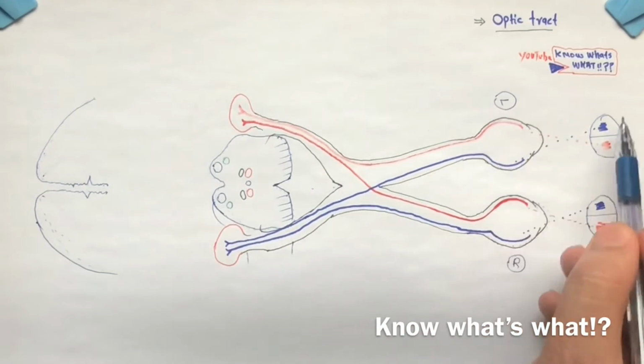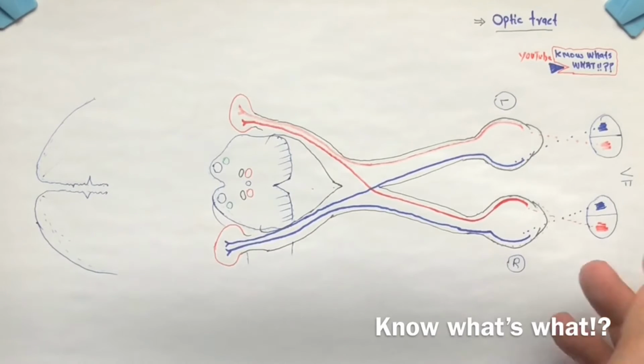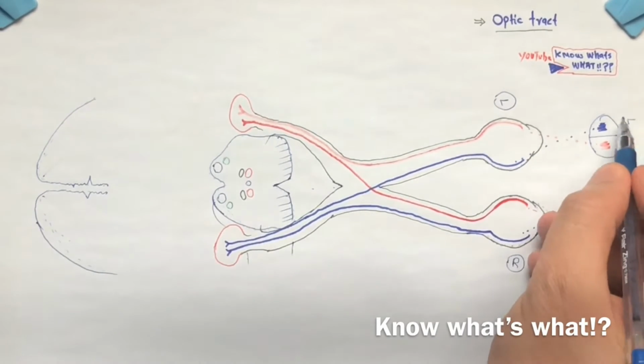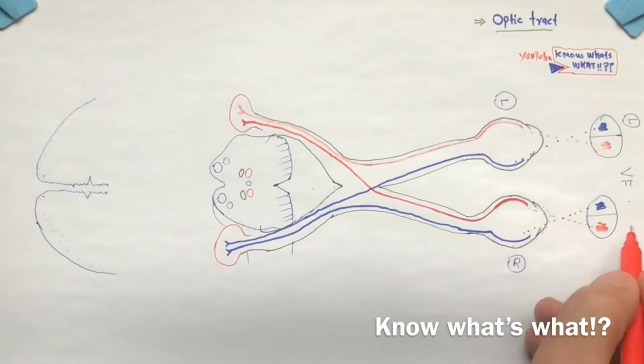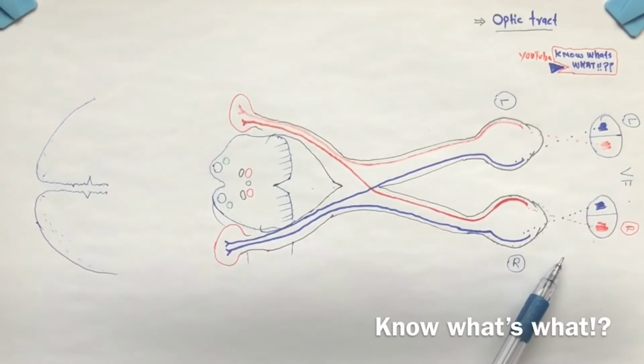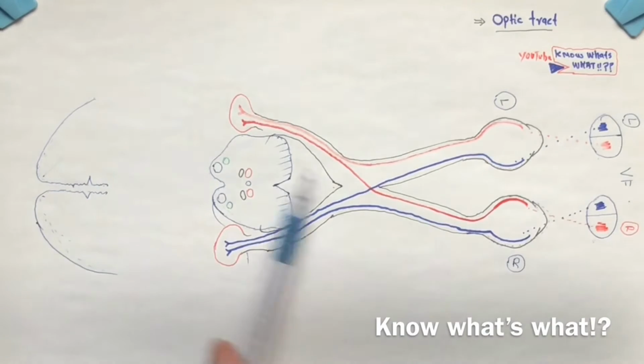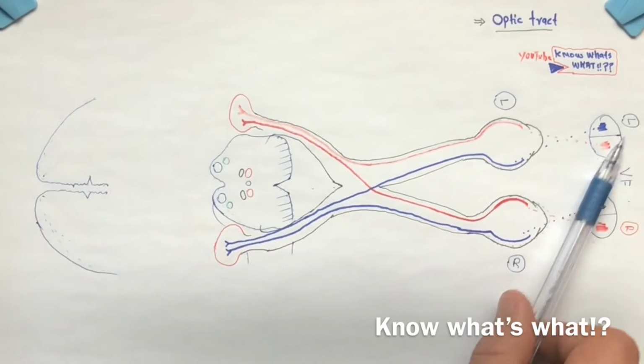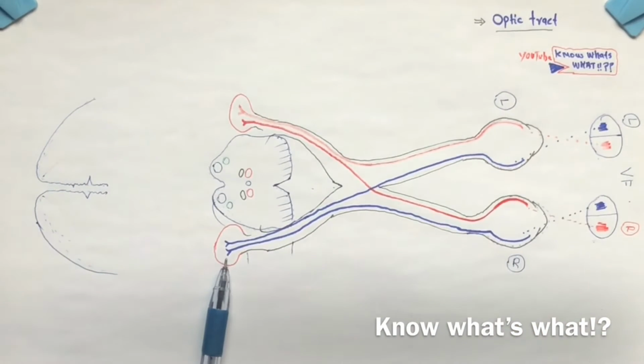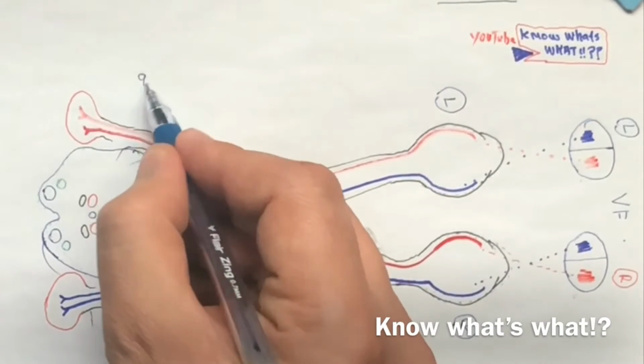Now let's divide the visual field. The one which has the blue dot in it is the left visual field for both eyes, and the one which has the red is the right visual field. So the right visual field is received by the left geniculate body, and the left visual field is received by the right geniculate body. Now let's look at the fibers that go to the geniculate body.